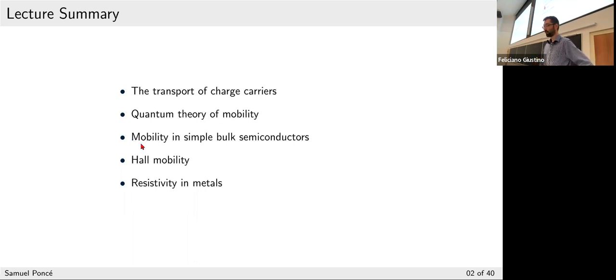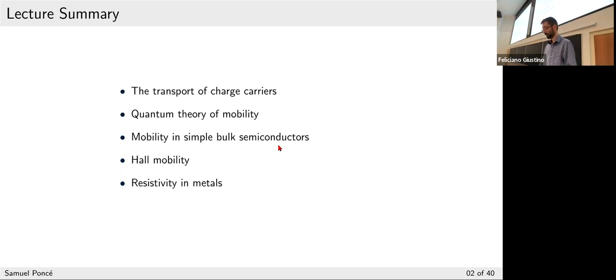And then I will show some examples on simple, realistic bulk semiconductors and the mobility. Then I will discuss what happens when you apply a magnetic field, and then you get the Hall mobility, and how to extend the Boltzmann transport equation to include that. And I will finish with this extension to metals, so how to compute resistivity in metals.